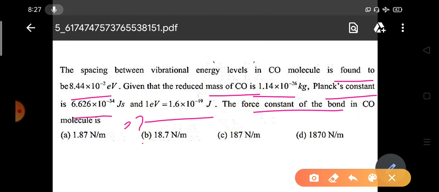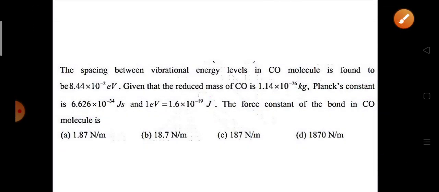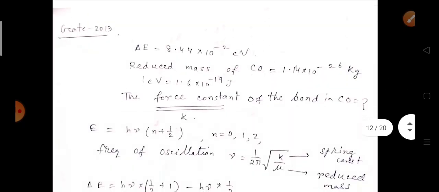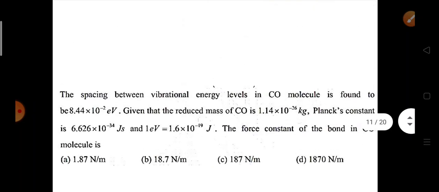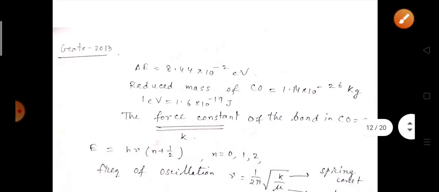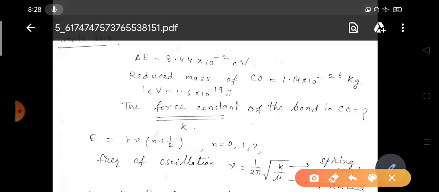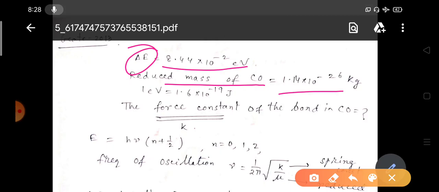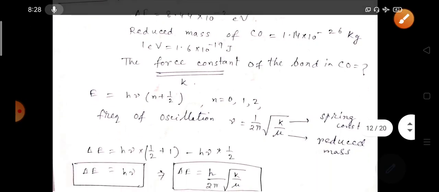These questions look very difficult, but actually they are very easy. So come to this question and understand what to do to find the force constant of the bond in the CO molecule. Given data: the spacing between the vibrational energy levels of the CO molecule, that is delta E, equals 8.44 × 10^-2 electron volt, and the reduced mass is 1.14 × 10^-26 kg. You have to find the force constant of the bond in the CO molecule.